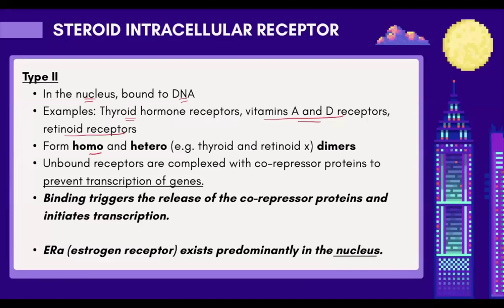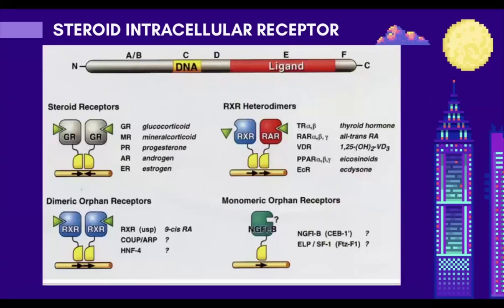Now, they also form dimers, but they can form homodimers and heterodimers. This is an example of a homodimer, so you can see that it's made of the same things. This is an example of a heterodimer, so there's RXR on one and RER on the other. You don't need to know what these two mean. It's just an example to show what hetero looks like and what homo looks like.